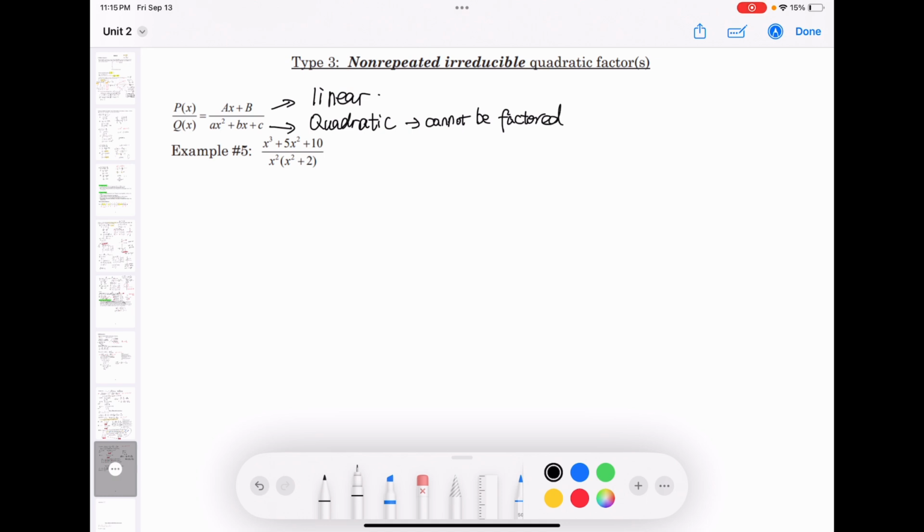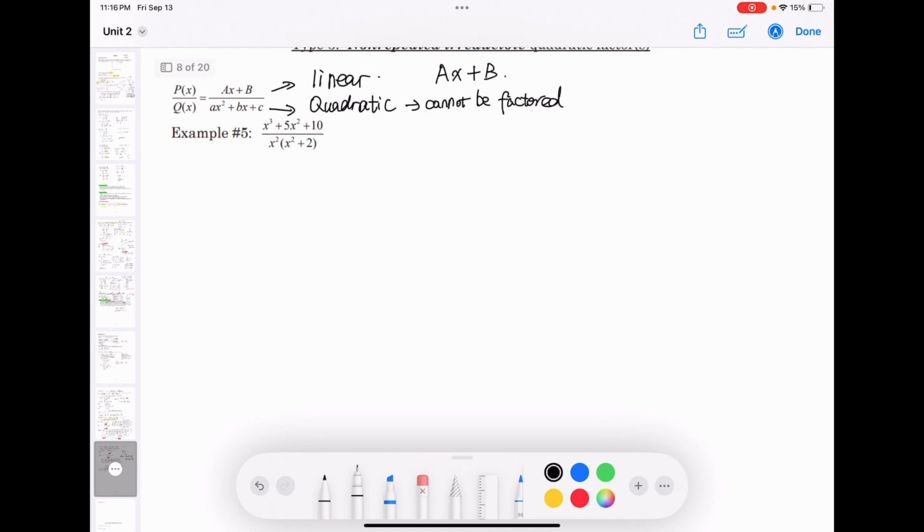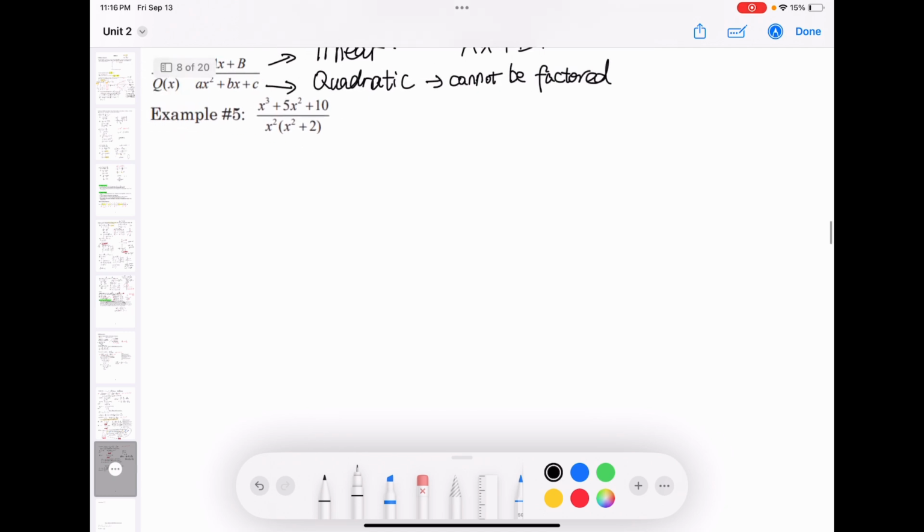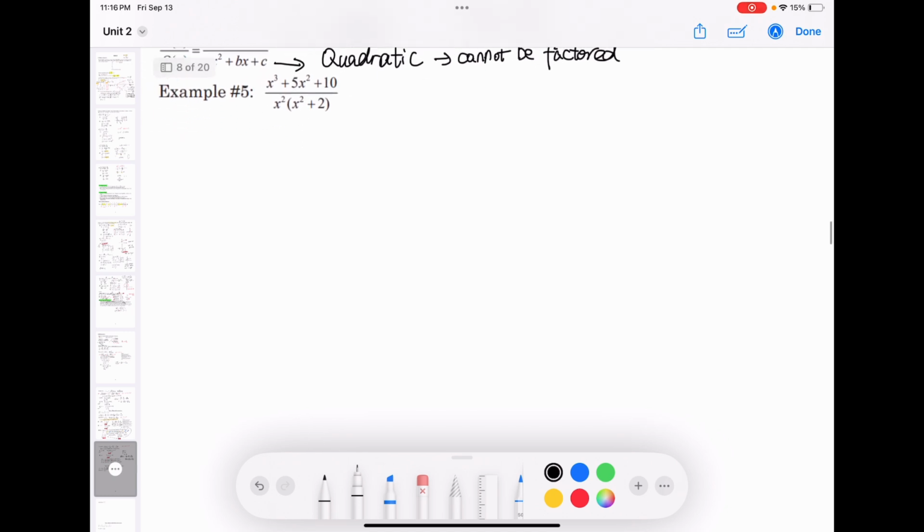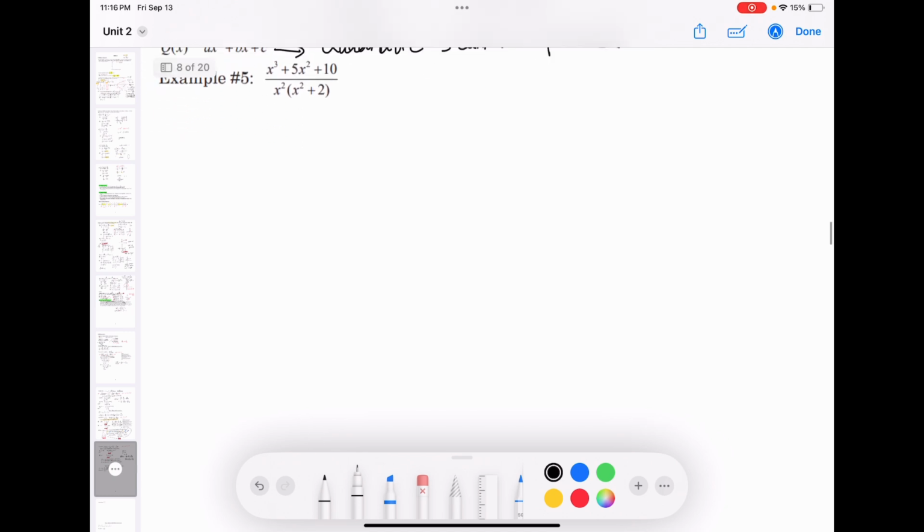So the top cannot be a constant number, it must have a linear form, which is ax plus b. So let's talk about this in the example. Let's see example 5. In example 5, our old question says we should factor the denominator. So the denominator, the bottom, has been factored.